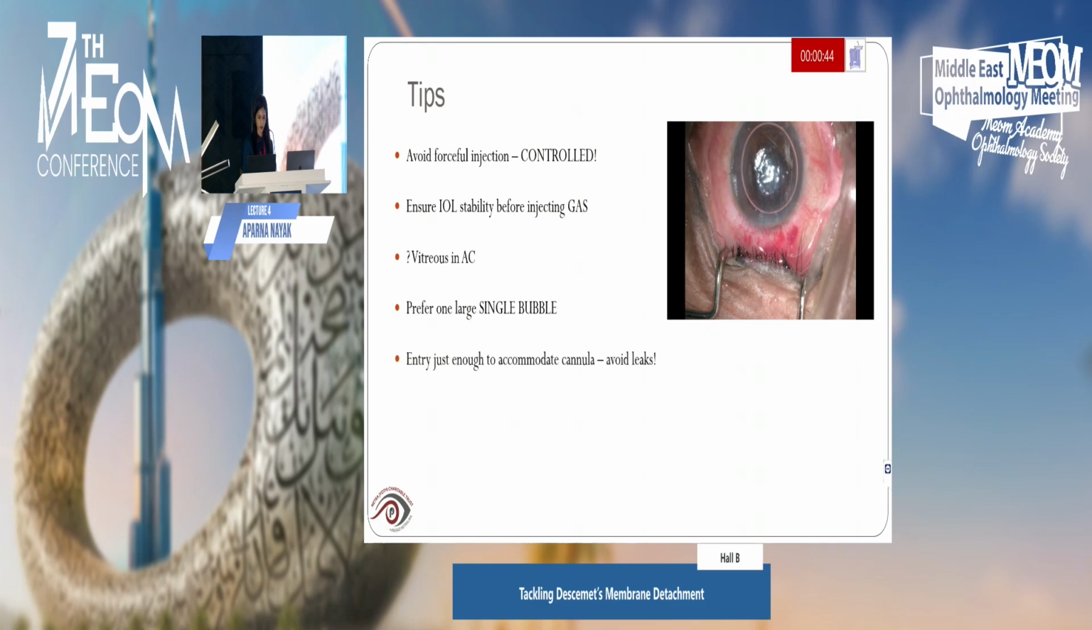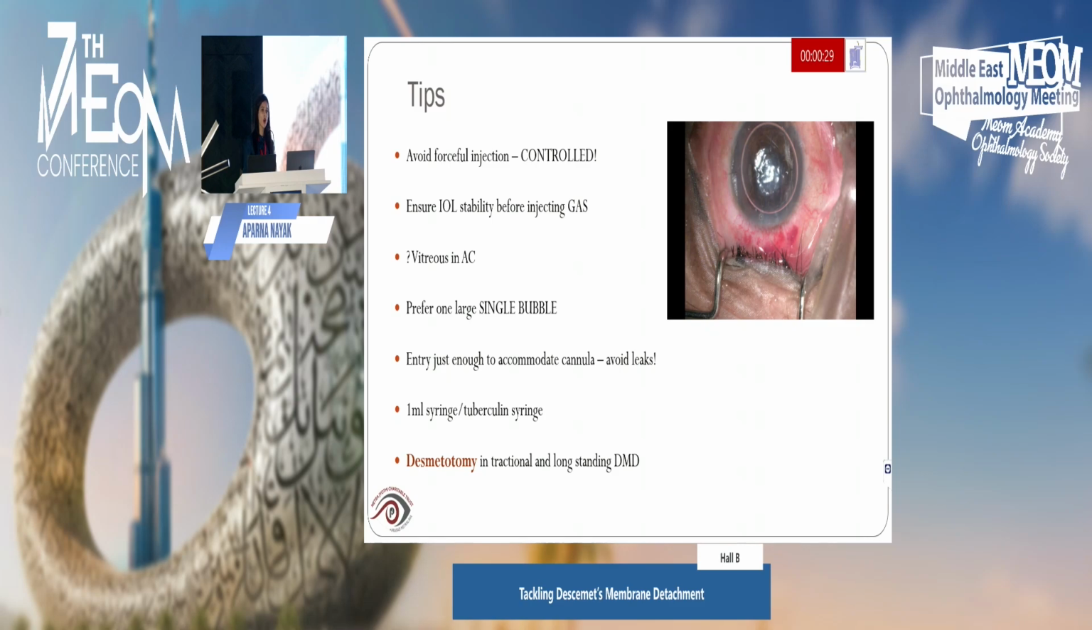And whenever you make an entry to inject the air bubble, make an entry just enough to accommodate the cannula to avoid any leaks. We need a stable anterior chamber. We can either use a 1 ml or tuberculin syringe.